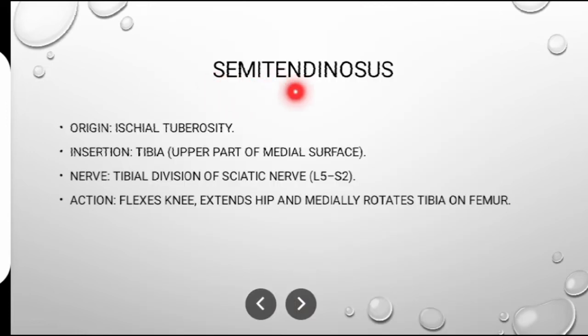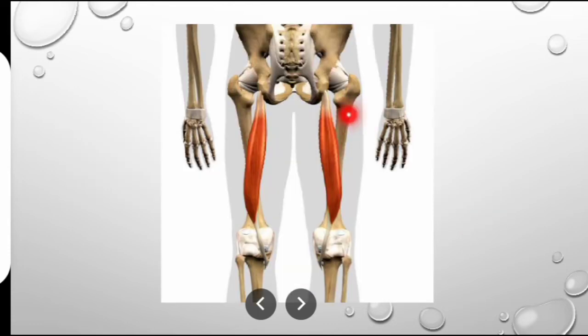The second muscle that is involved in hip extension is semitendinosus. Its origin is the ischial tuberosity, insertion is the tibia, upper part of medial aspect. Nerve supply, tibial division of sciatic nerve. Action, knee flexion, hip extension and medial rotation of femur. This is the semitendinosus muscle. It is involved in hip extension, knee flexion and medial rotation.